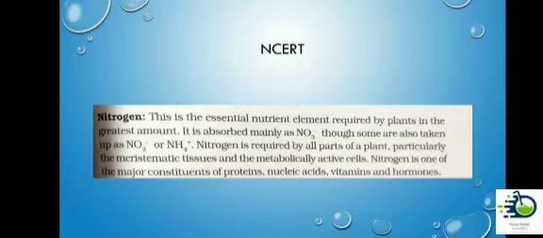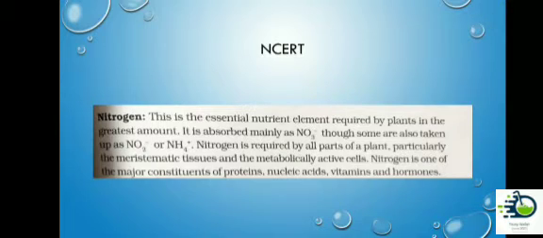In nitrate, NO3 minus means nitrate. In nitrite also it can be absorbed, and in ammonium form also, and it is required for all the parts of the plant, and particularly the meristematic tissue. By cell division it will divide and it will help the plant to grow. Metabolically active cells means the cells which help in metabolic activities.